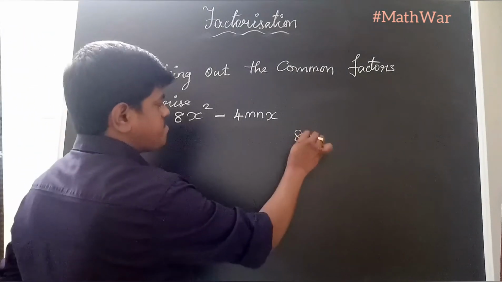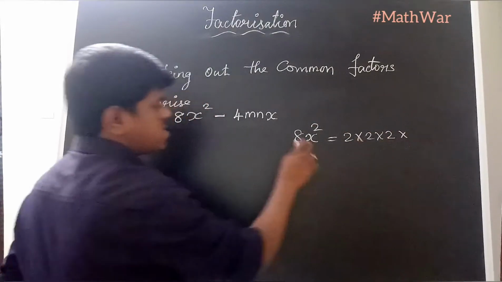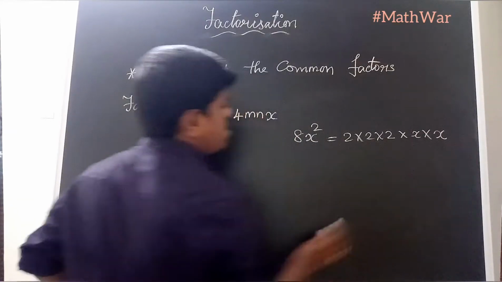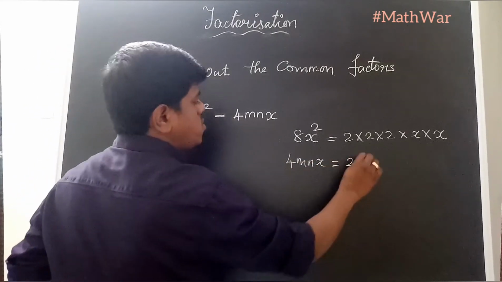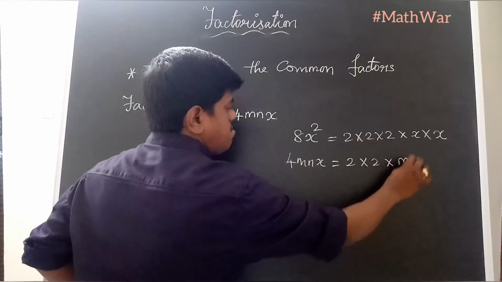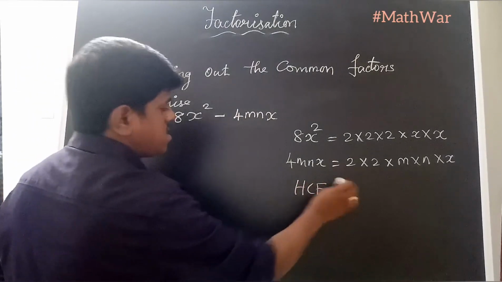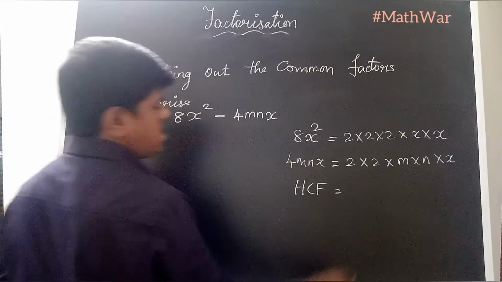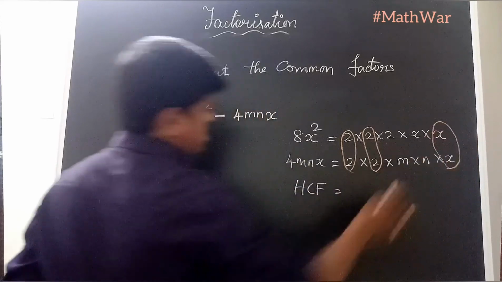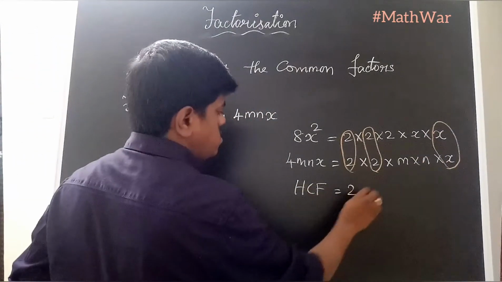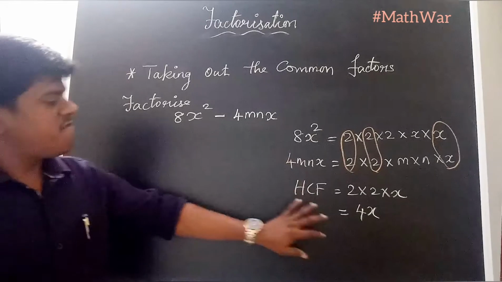So 8x square can be written as 2 into 2 into 2 into x square, that is x into x. And 4mnx can be written as 2 into 2 into m into n into x. Now we want to find the HCF, that is the highest common factor. You can see here the number 2 is common, again the number 2 is common, and x is common. So HCF is equal to 2 into 2 into x, which is 4x. So for these two terms 4x is the common factor.